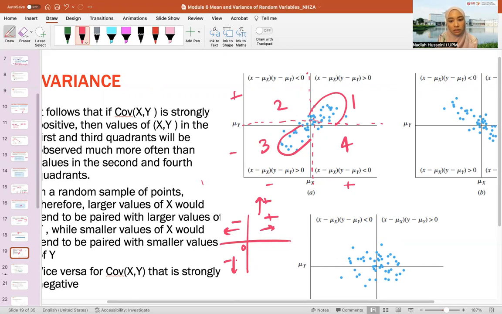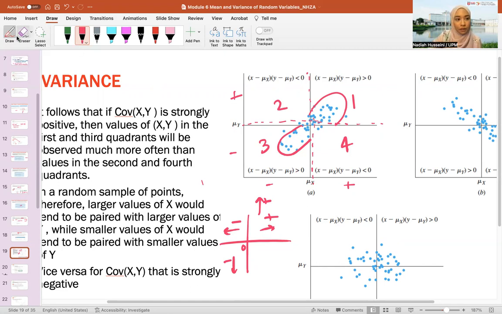Here, our origin is the intersect between the mu of x and the mu of y, which is the mean. It's not a random value, it's the mean. We have to calculate for it. So the intersect between the means is our origin. Anything beyond the mean is going to be positive. Anything that is less than the mean is going to be negative.